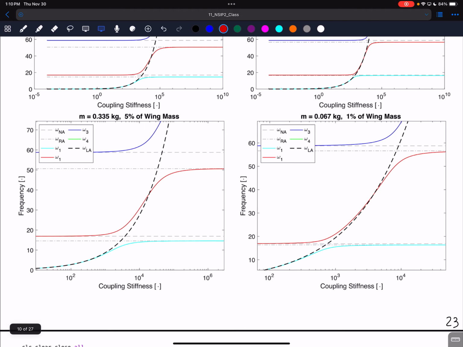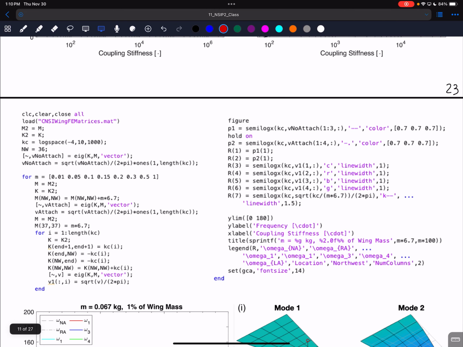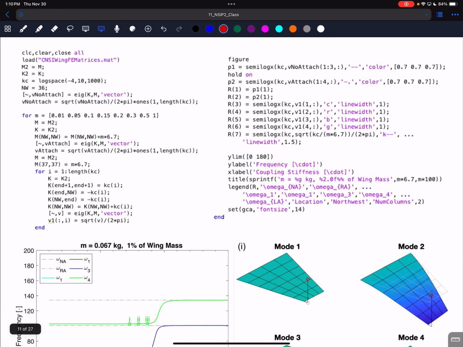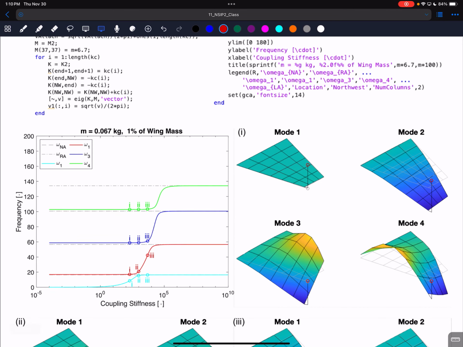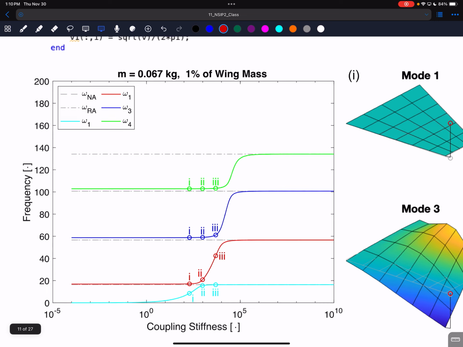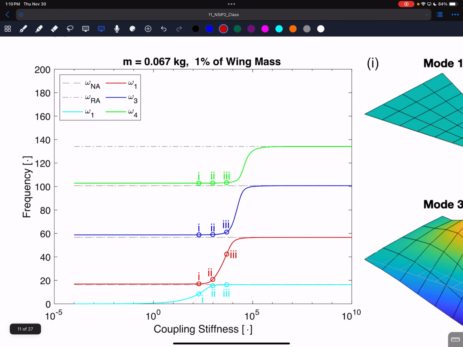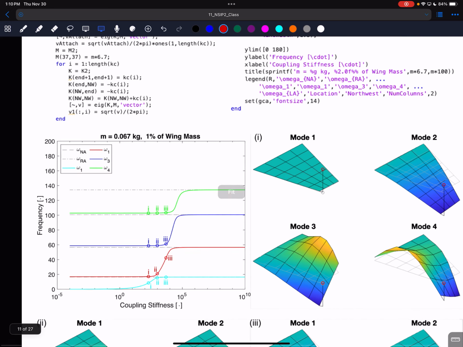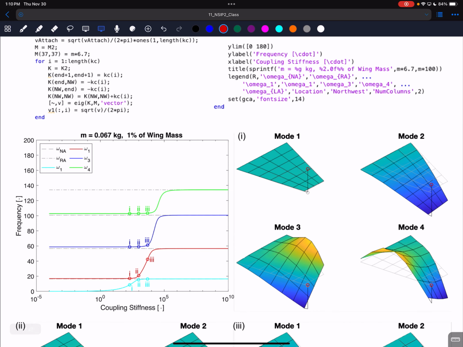Here's a zoomed up view of that. Here's the code that I used to generate all of that. So what I want to show here is we're going to look at three points on this. One right before this transition regime, one right in the transition regime for that first and second modes, and then one after the first transition regime. And plotted beneath that are the corresponding mode shapes of this system.